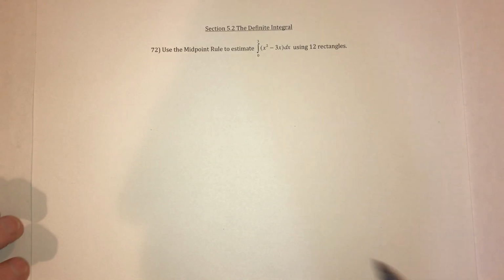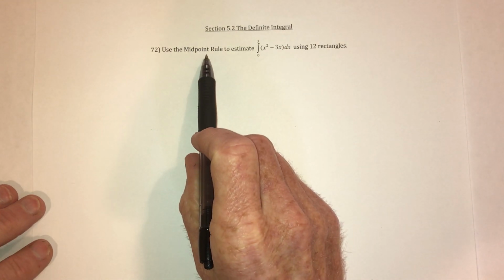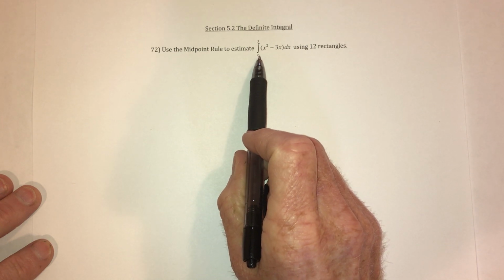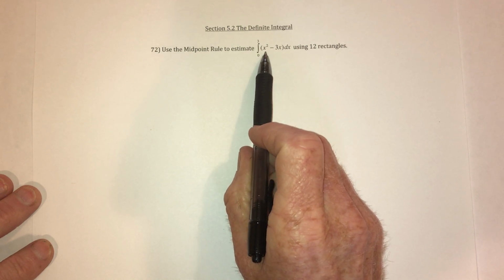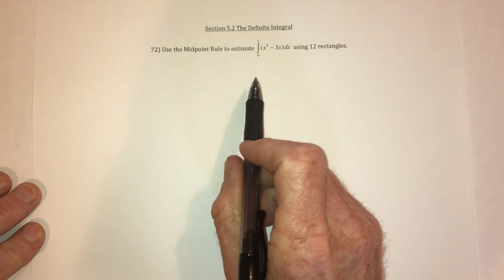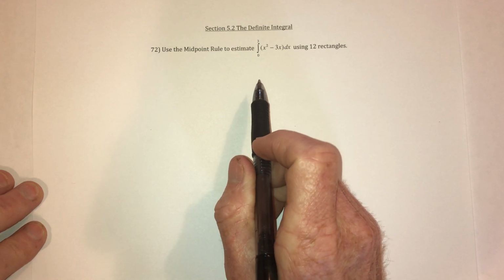Podcast problem number 72. Use the midpoint rule to estimate this, which means find the area underneath this parabola as x goes from 0 to 3. So you could draw the picture, but you really don't have to.